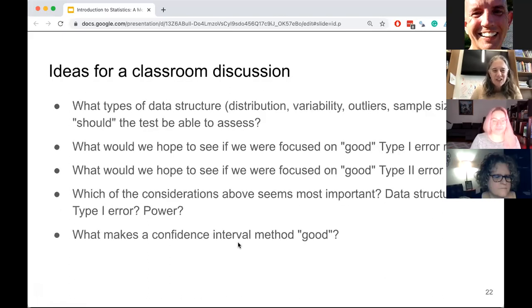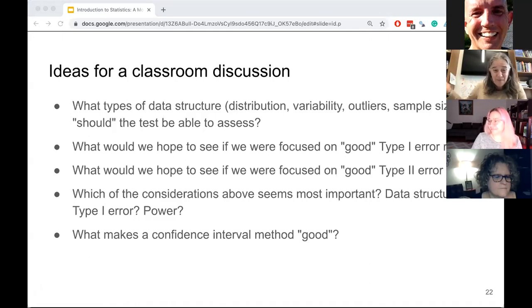So we kind of think, oh, we could have a classroom discussion about it. For example, you can start thinking about the data structure. What's the distribution of the data, the variability, the outliers, the sample size? What should that method be able to assess? And then talking about what makes a method good. Most of my students, if I ask them what they want in terms of type 1 error, will tell me that they want 0 type 1 error. And I'll tell them, awesome, I got a great test for you. Ready? Don't reject.